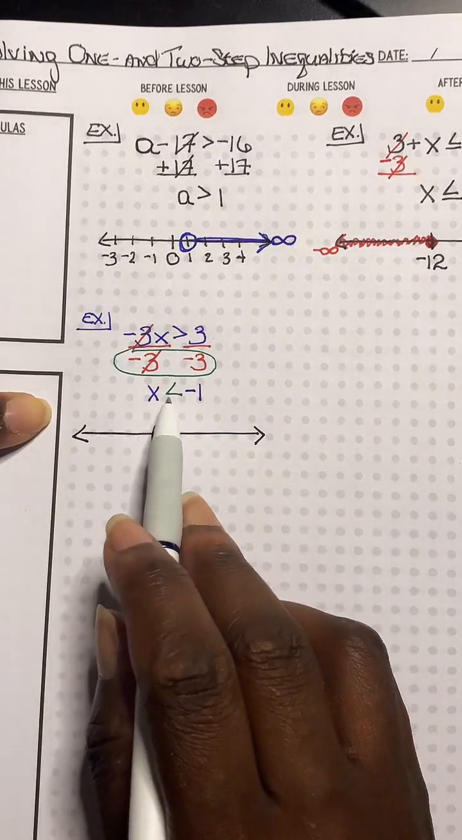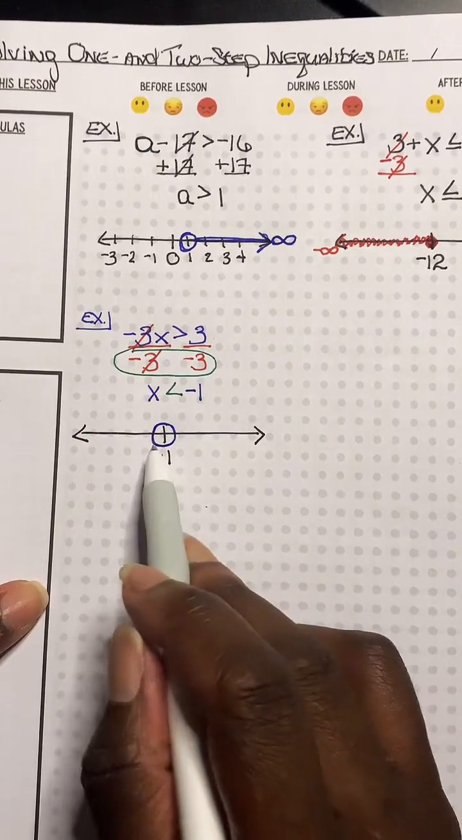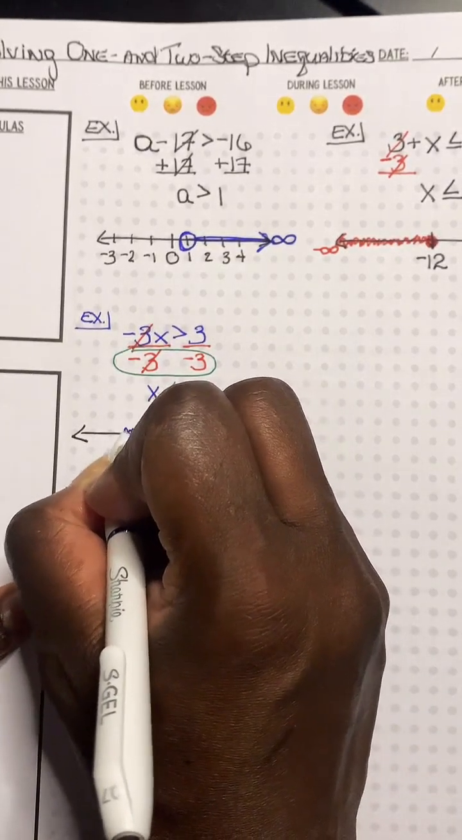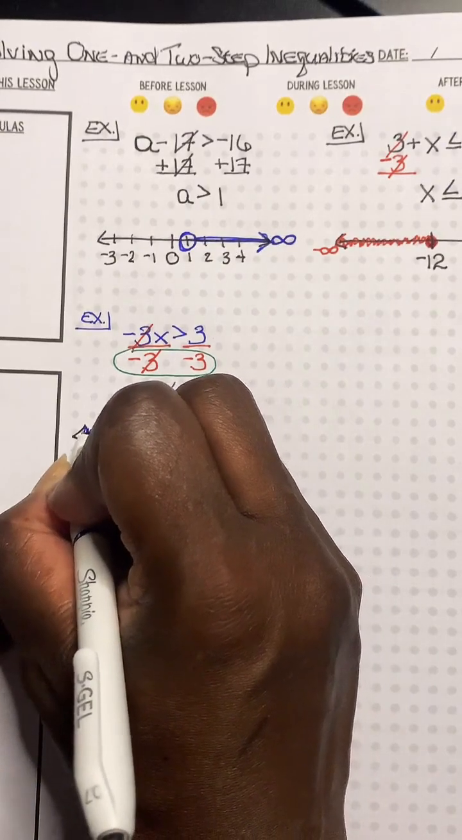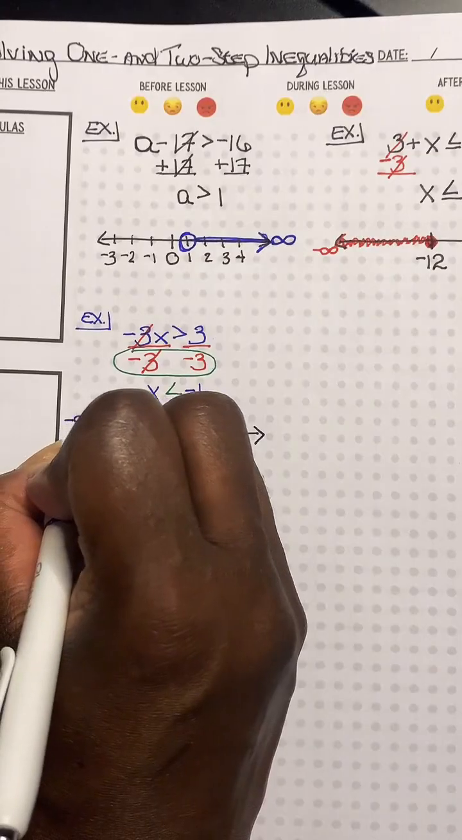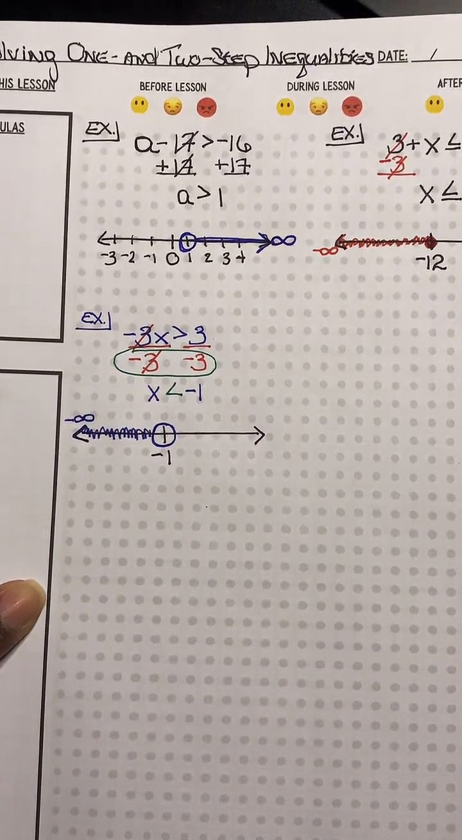But we're looking at numbers that are less than -1. So less than, that means I'm going to the left. So all the numbers to the left, all the way to -infinity, will make this into a true statement.